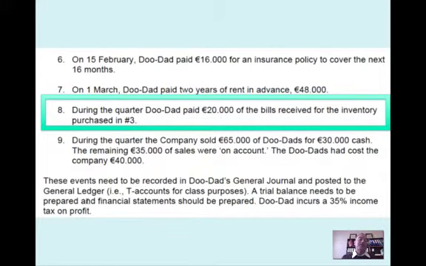In number 8, it says, during the quarter, Doodad paid $20,000 of the bills received for the inventory purchased in number 3.